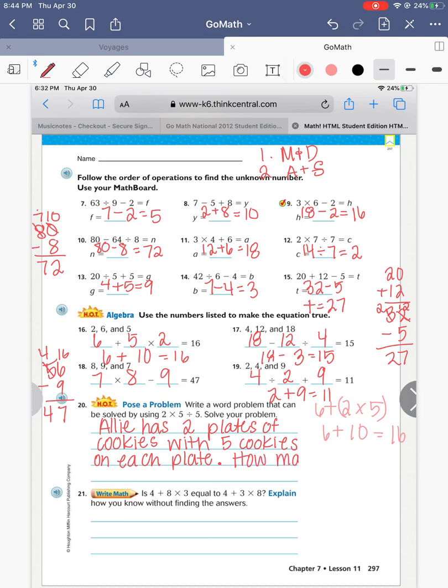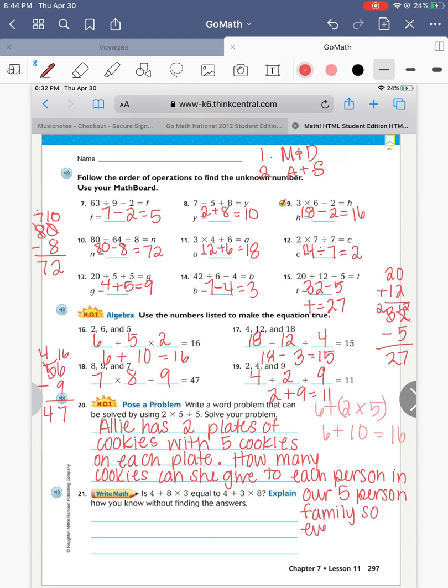How many cookies can she give to each person in our family so everyone gets the same amount?